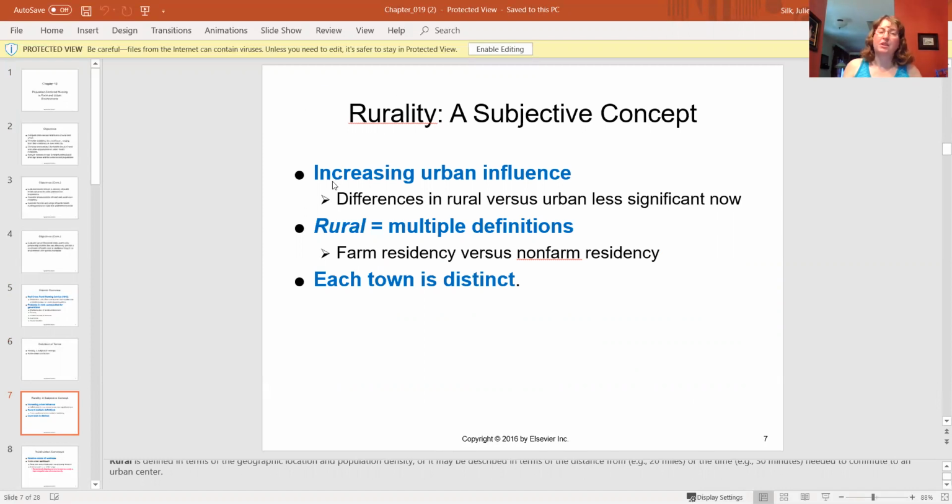There is an increasing urban influence with rurality, so the differences between rural and urban are less significant now. There are multiple definitions of what rural really means: farm residency versus non-farm residency, and each town is very distinct.